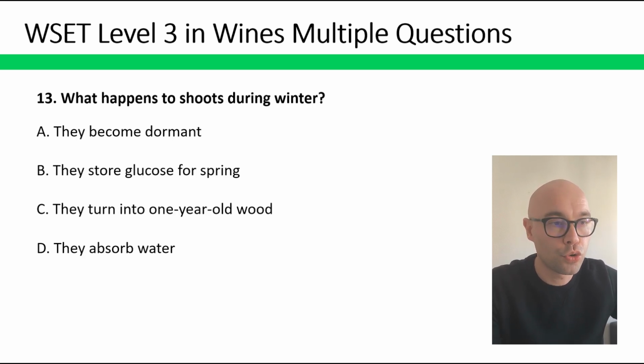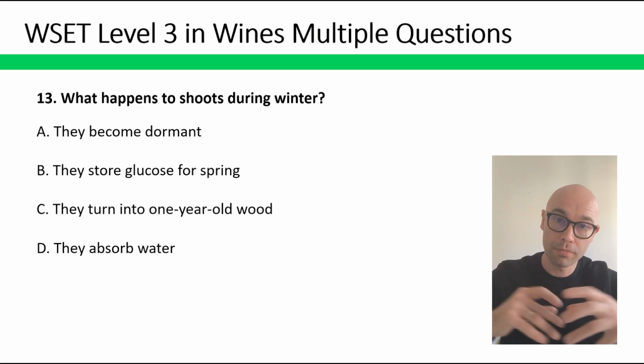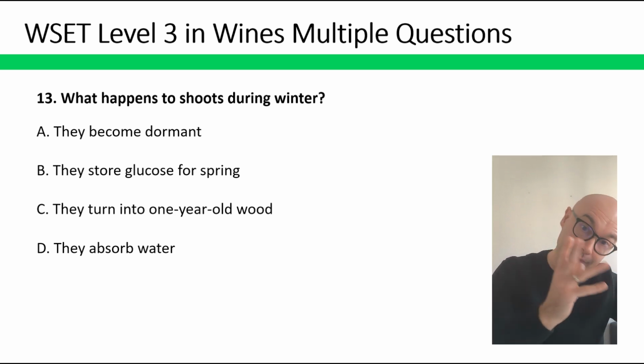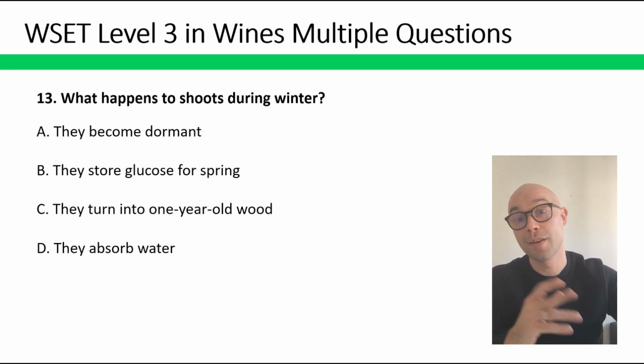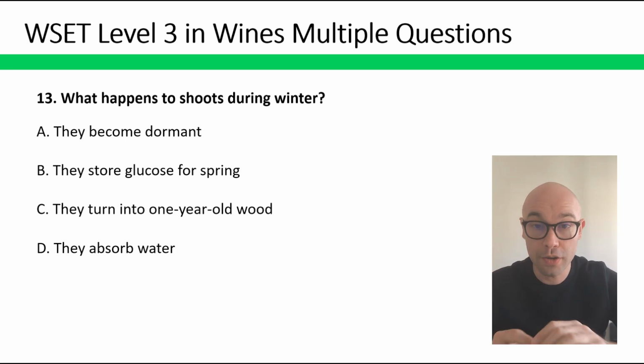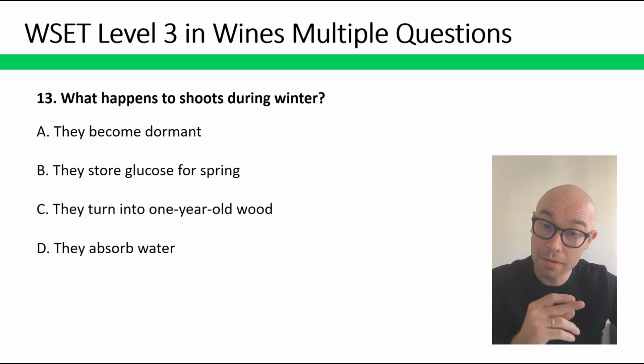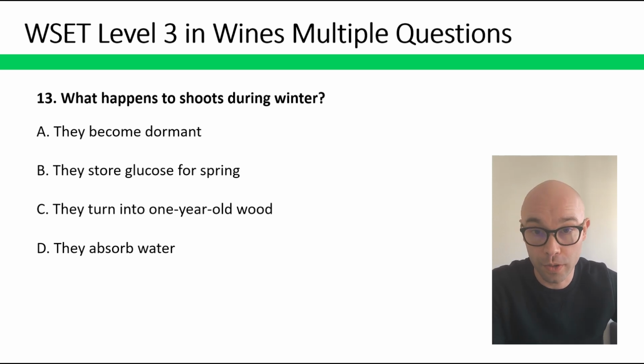What happens to shoots during winter? They become dormant, they produce glucose for spring, they turn into 1-year-old wood, they absorb water. The correct answer is C, they turn into 1-year-old wood. So shoots that were in the previous season, when they go dormant in the winter, are going to become woody, brown, and they're called 1-year-old wood.